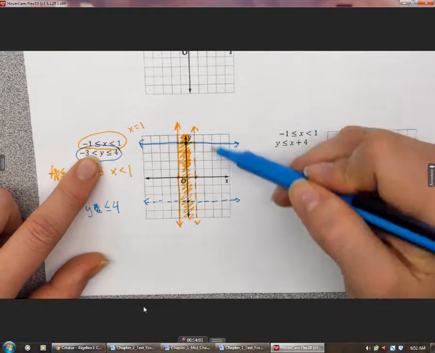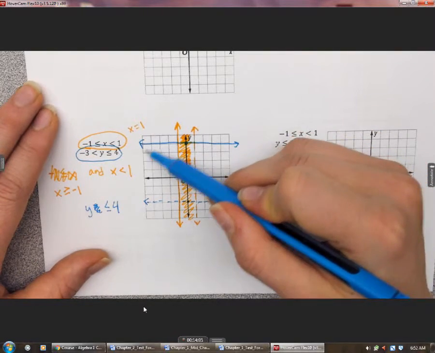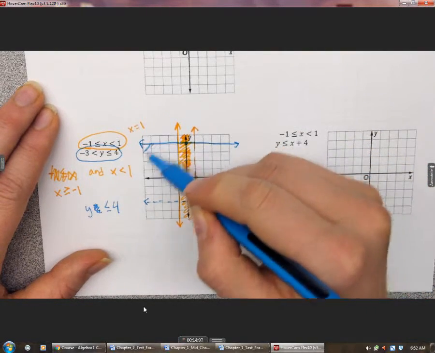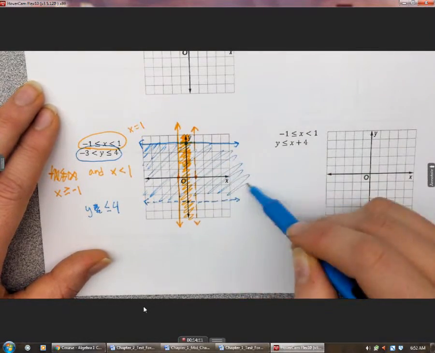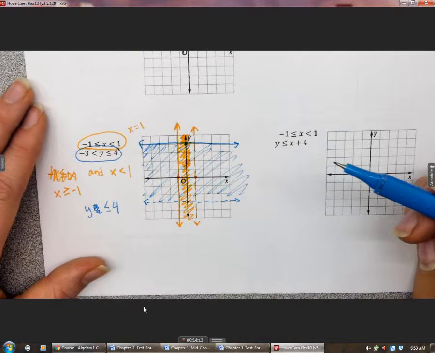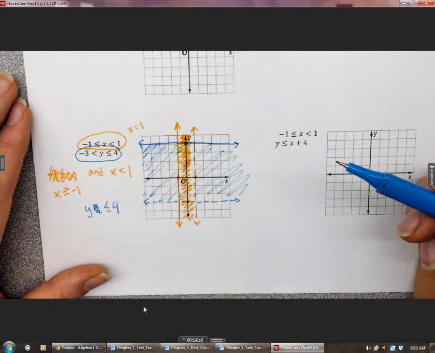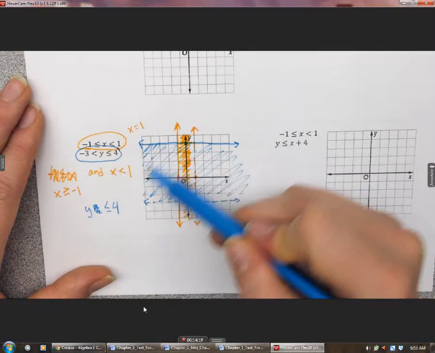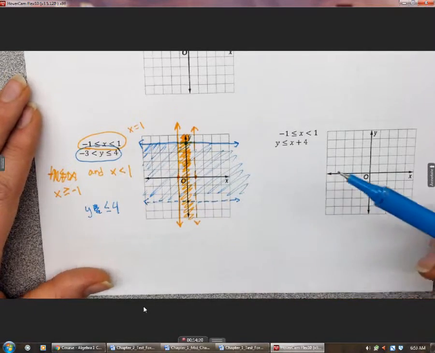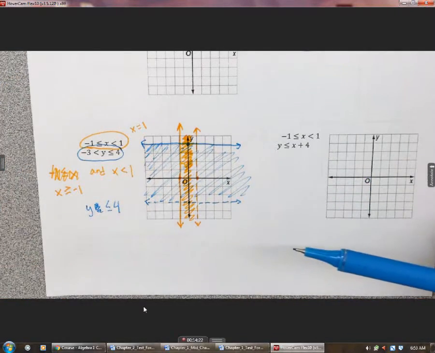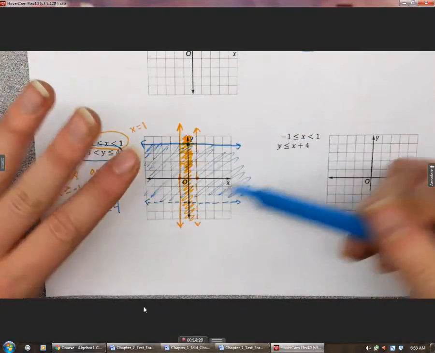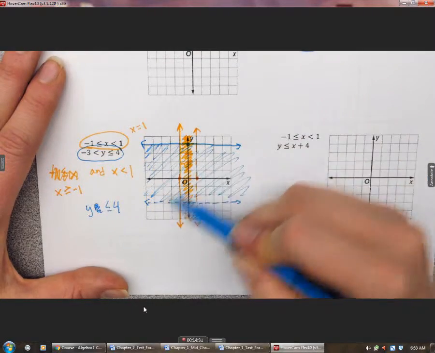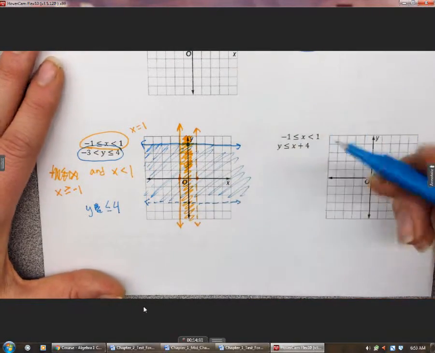And y is in between these two. See how I shaded the whole thing? That's what you need to do. I'm expecting your graphs to look like this. On a test or quiz, I would expect it to look like this, where you're ignoring the yellow, pretending like it's not there for just a minute, and you're shading between the two blue lines.